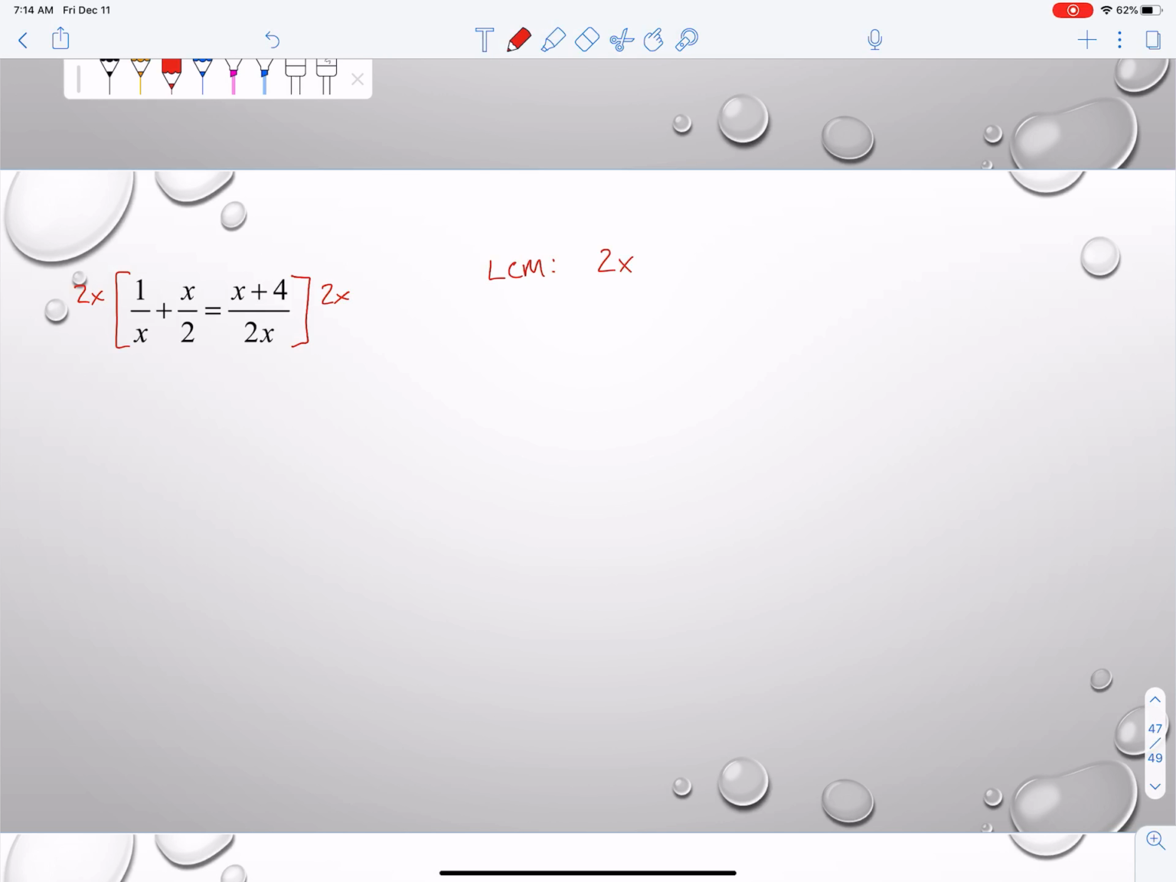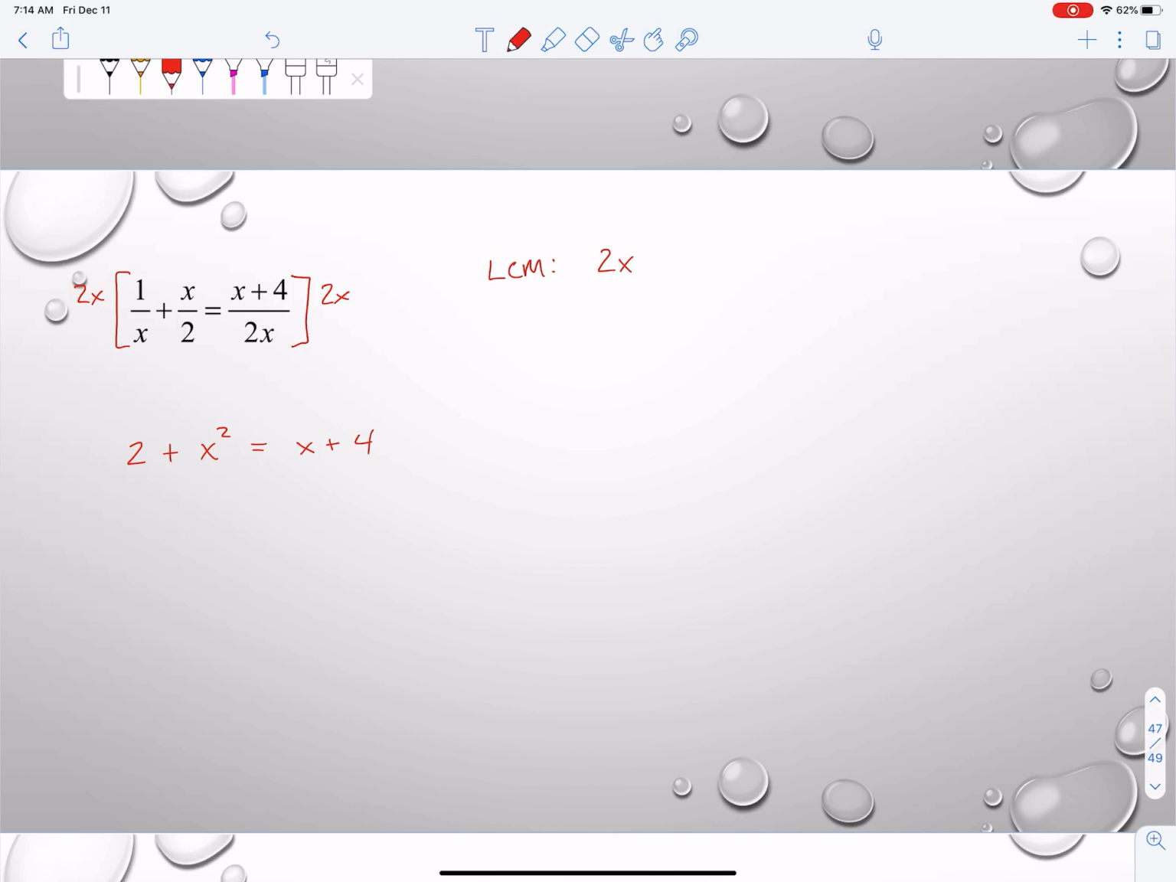When I do so, and I'm going to reduce as I go, when I multiply to the first term, the x's cancel. I'm left with simply 2 times 1, or 2. When I multiply to the second term, the 2's cancel, and I'm left with x times x, or x squared. And when I multiply on the right, the 2x cancels, and I'm left with the x plus 4.